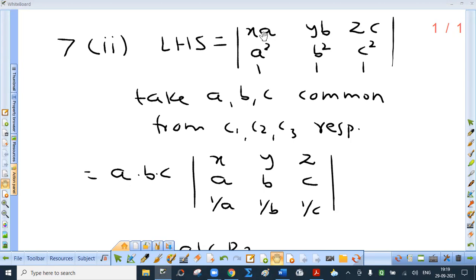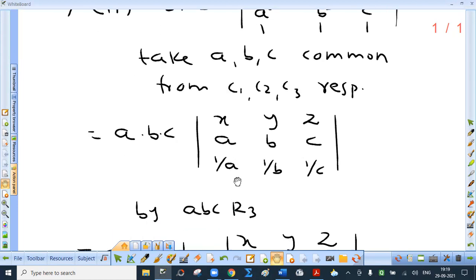See, take a common from the first column. So this first column becomes x, a. Don't write 1. Each element, when we take a common, should be divided by a. So 1 upon a. Then second column y, b, 1 upon b. Third column z, c, 1 upon c. Now, we have taken from columns. Now give that to the third row. Why? Because that is required.